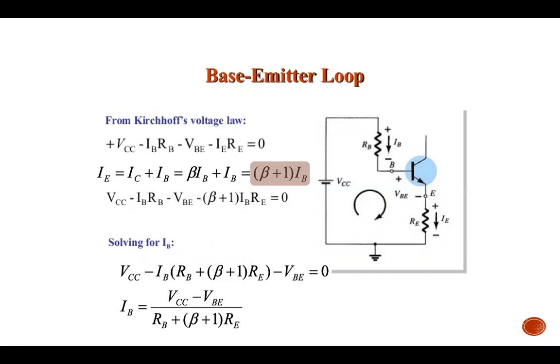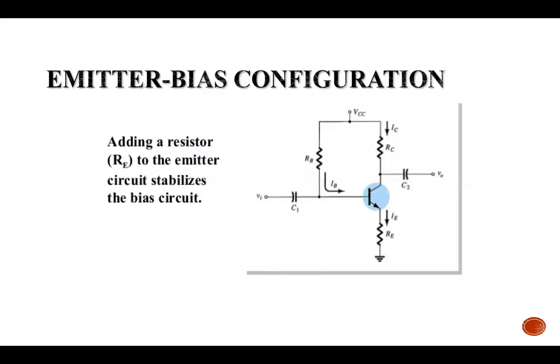This is the continuation from the previous video on the emitter bias configuration. In the last video, I stopped at this slide. I already explained the emitter bias configuration. The difference is that it has an additional resistor RE here, at the emitter. This RE is used to stabilize the bias circuit.